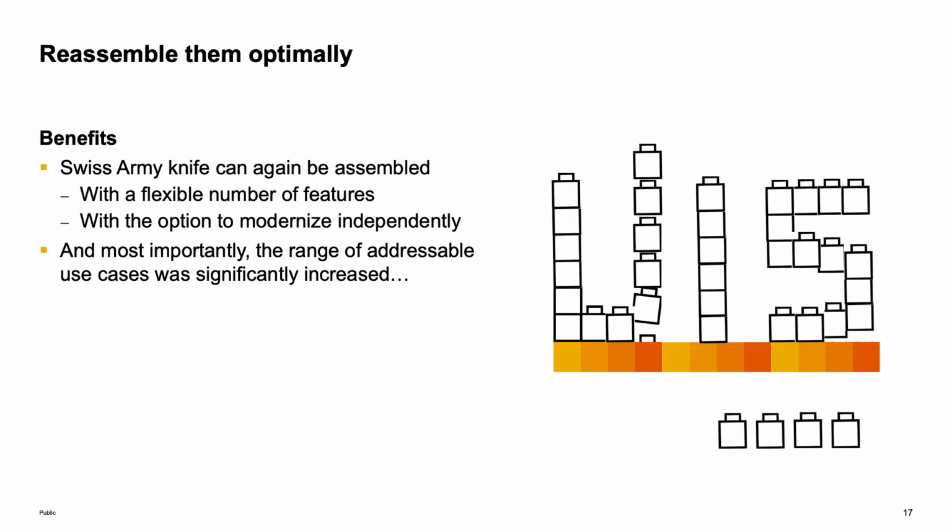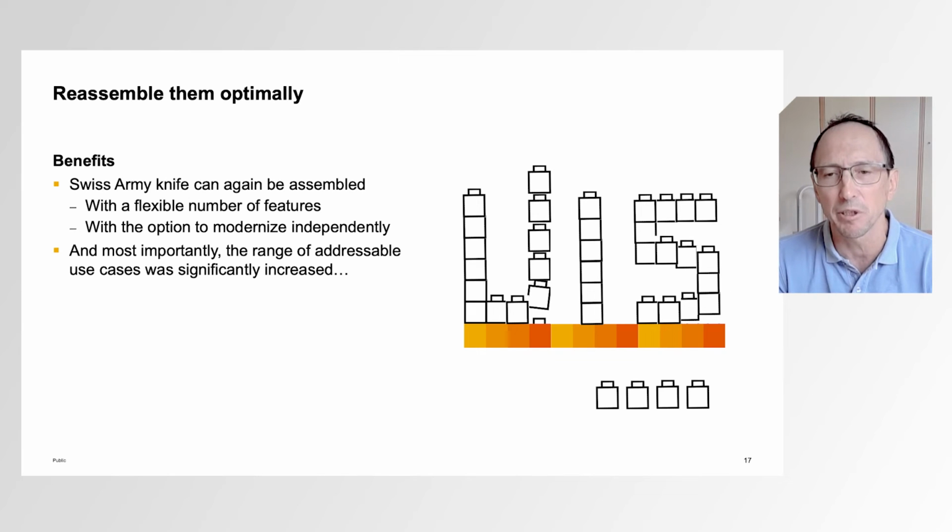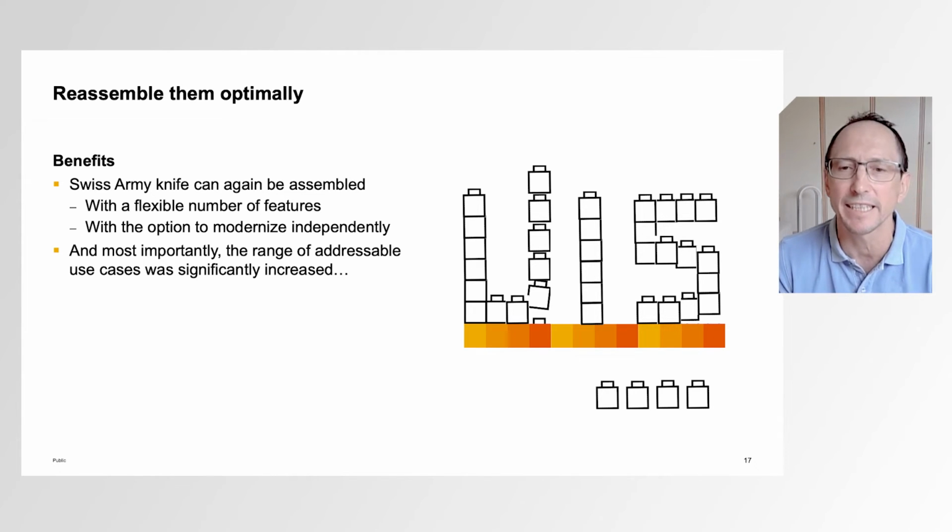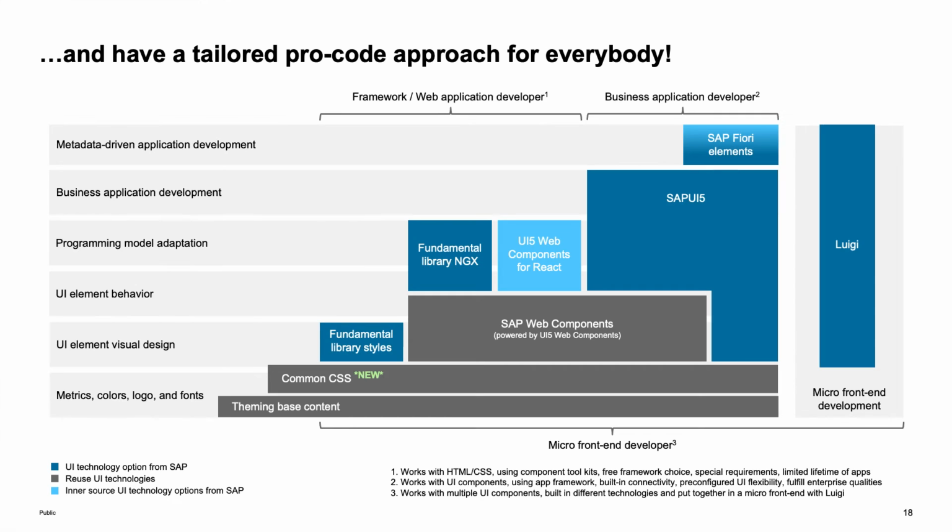Let's start inside UI5. Now we can basically reassemble the army knife if you liked it. However, you can also build slightly different things. We are now flexible with a number of features. We can modernize independently. And with that flexibility, we opened a significantly bigger addressable use case market, so to speak, for SAP UI5. Now let's look into the beyond of SAP UI5.